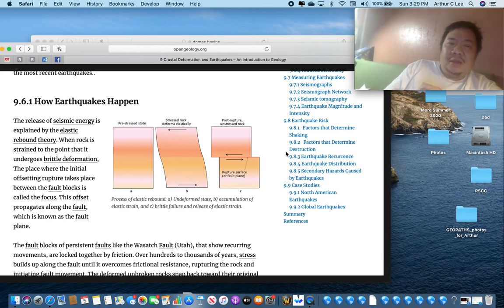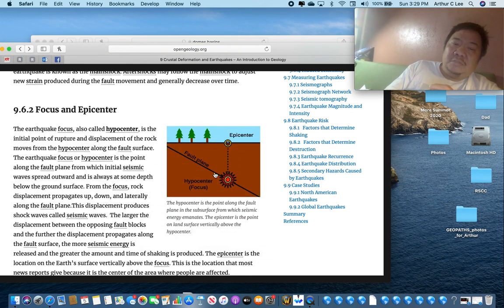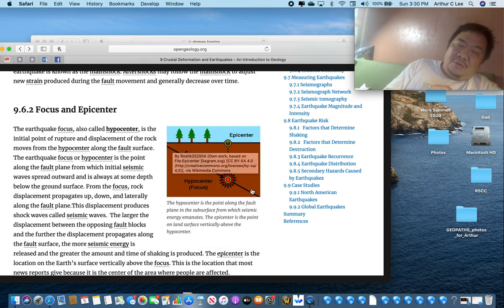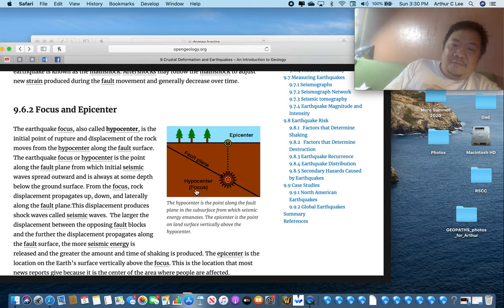So we talked about how earthquakes occur. Earthquakes occur when faults move, and they occur due to elastic deformation, which is elastic rebound. It means the rocks change shape until they can no longer change shape, and then they release their energy as an earthquake. Here's a fault. And when the fault moves, you get an earthquake. Now, these are two terms that we need to get comfortable with. The first is a focus, and then the other is epicenter.